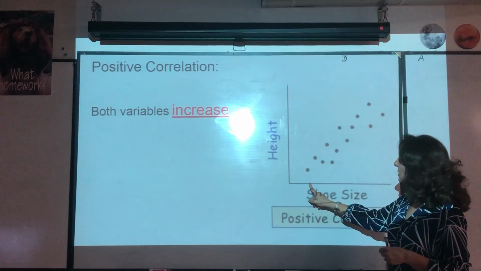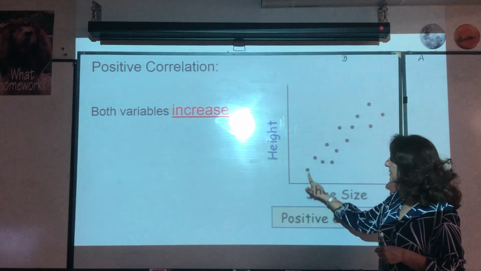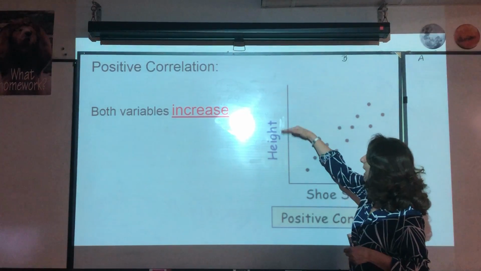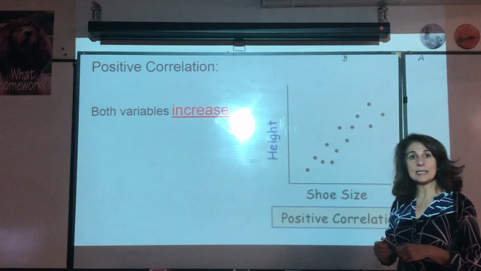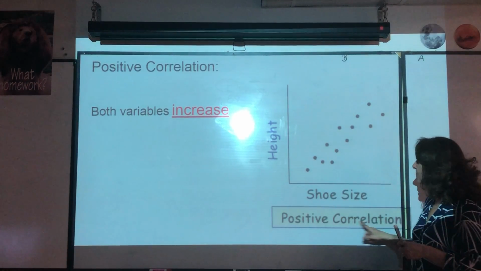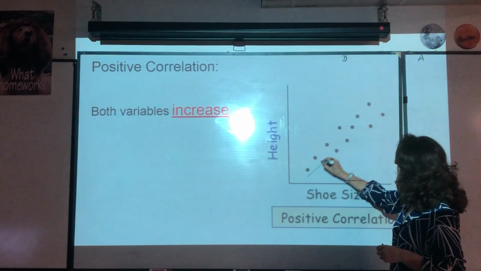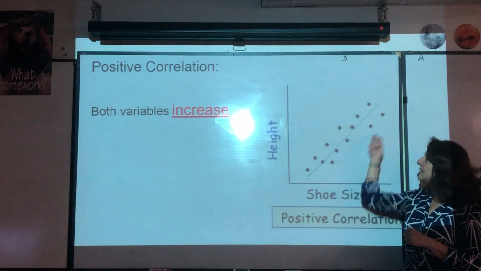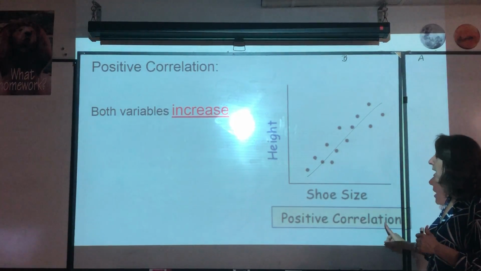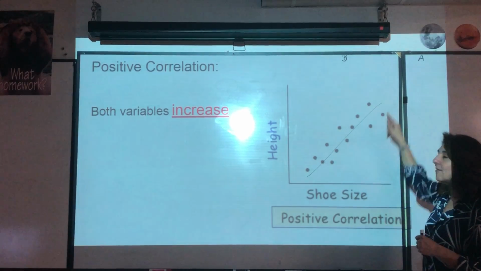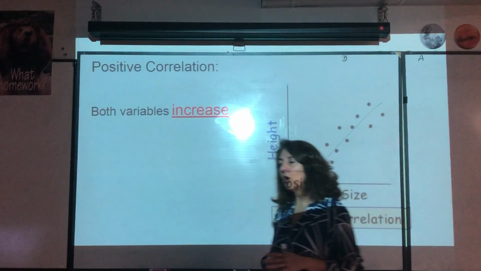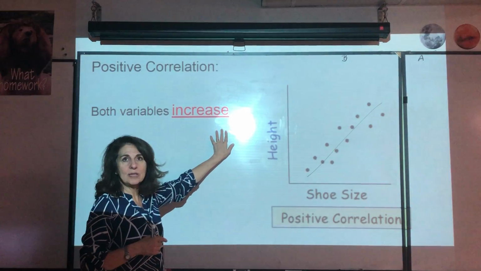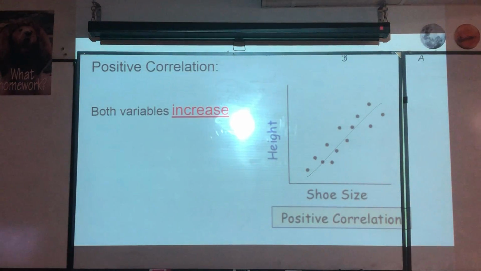So if the shoes are small, the height is small. But as the size increases, the height is also increasing. So we have here a positive correlation. We can draw a line like this that could represent this information in a positive correlation. Everything is going up. Both variables are increasing in information.